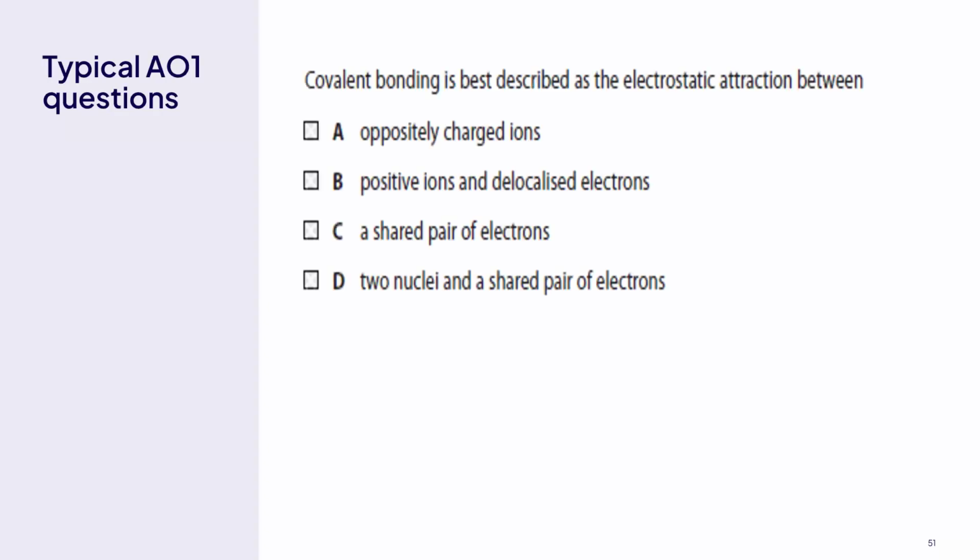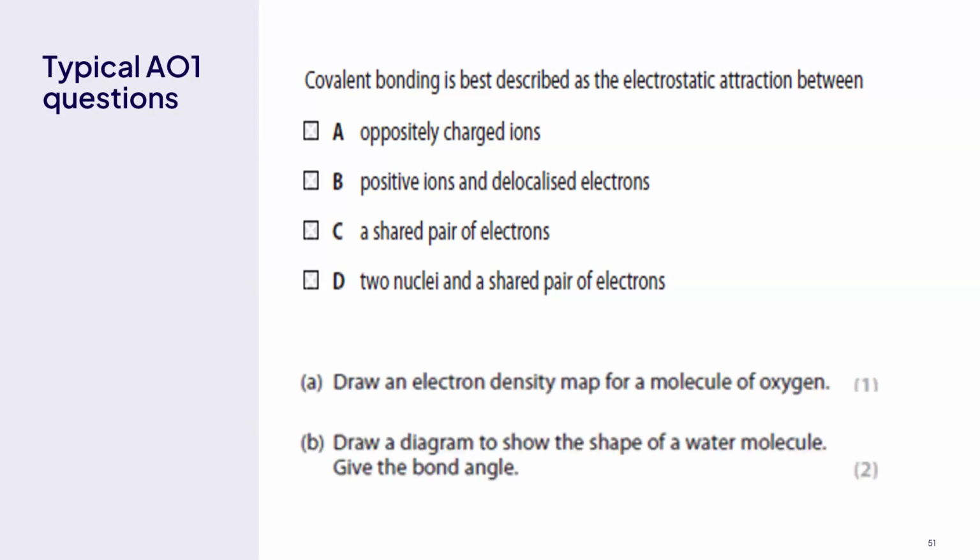So let's have a look at some typical questions from each of these assessment objectives. There's a typical AO1 question. It quite clearly states in the specification that the students should know what is meant by the term covalent bonding. So they should know that it is the electrostatic attraction between two nuclei and a shared pair of electrons. So that is AO1. It's a straightforward recall from the specification.